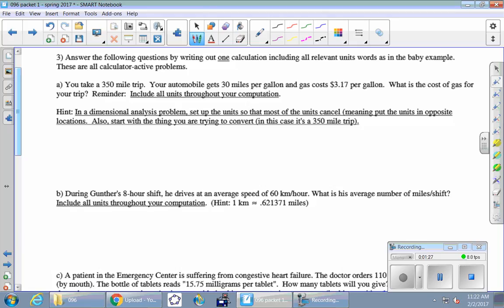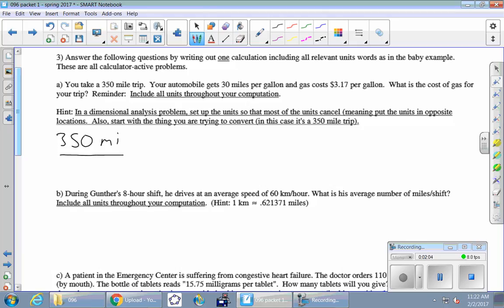The 350 is really the only thing that the person in this trip had any control over, as opposed to the 30 miles per gallon, which is basically what the car gets, right? As opposed to the $3.17 per gallon, which is what we would all pay regardless of how far we were going. So there's two numbers in this problem that are just constants, the 30 and the 3.17, available to the public. And then there's the 350-mile trip, which is the only choice that this person made. And so we're starting with the one thing that we had control over, the 350 miles. And so we'll start here, 350 miles.